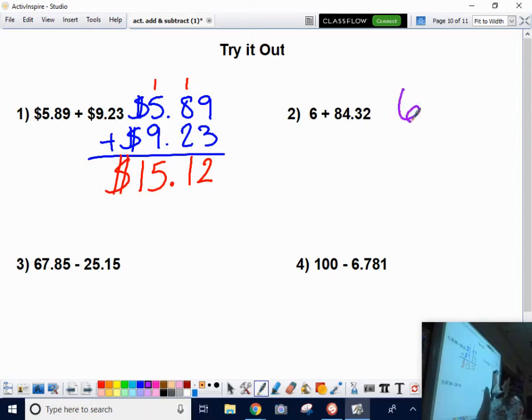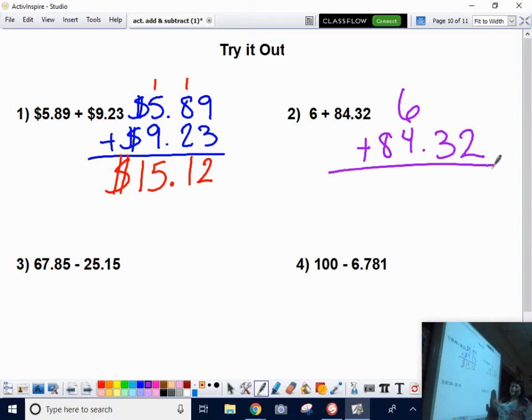Okay, let's try number 2. We have 6. Now, you have to think here, didn't you? The 6 is in the ones place. So I have to think, what's in the ones place here? The 8's the tens place. The 4 is the ones place. That means this is 84.32. Just like that. This tells me I need buddies. I'm missing buddies. The 8 doesn't have a buddy. The decimal doesn't have his buddy. The 3 doesn't have a buddy. And the 2 doesn't have a buddy. Okay? Is everybody paired up? Everybody has a buddy? We can go.